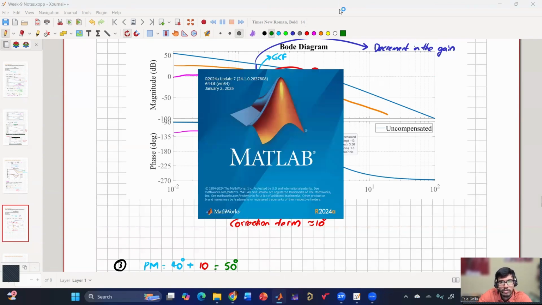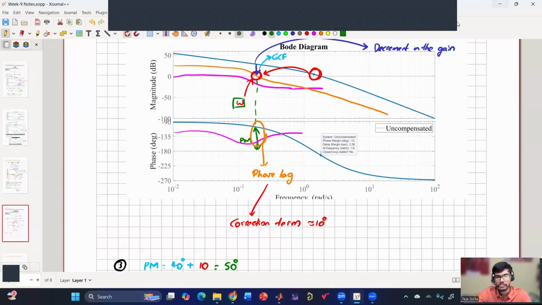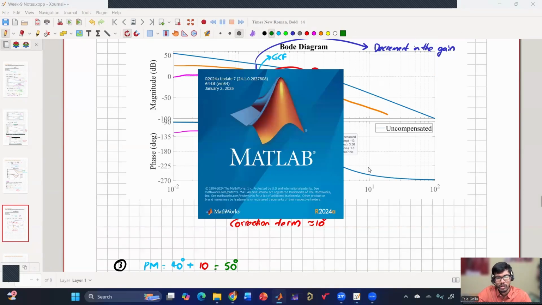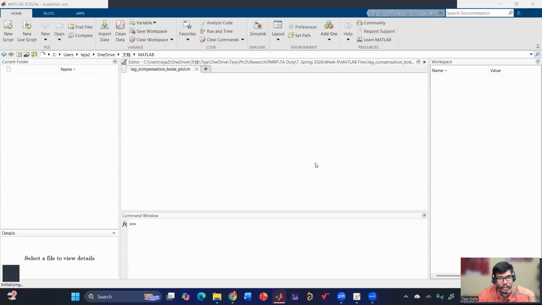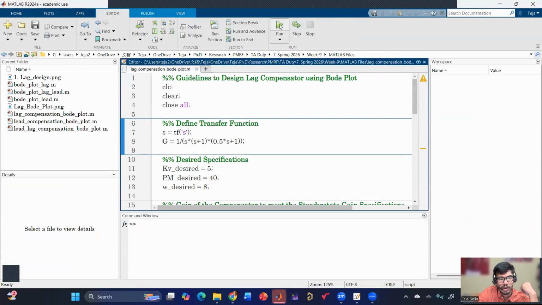So MATLAB is opening, just give me some time. Okay, so this is the code that we have. Now we have to draw the Bode plot of K into Gc and see where I am getting that phase margin, and at that phase margin, how much decrement in the gain I should be doing.